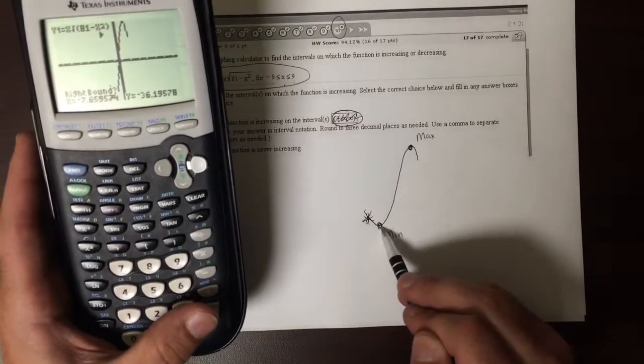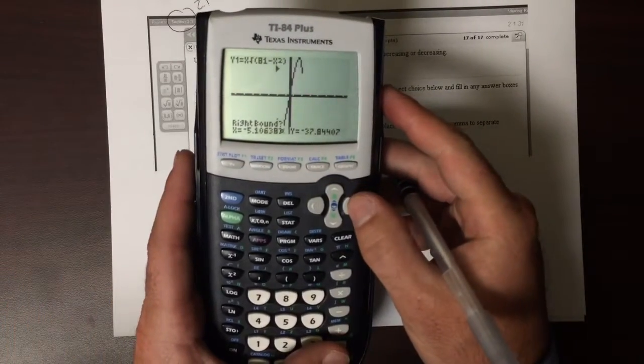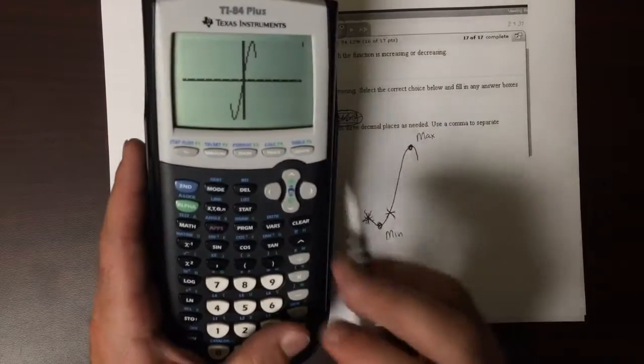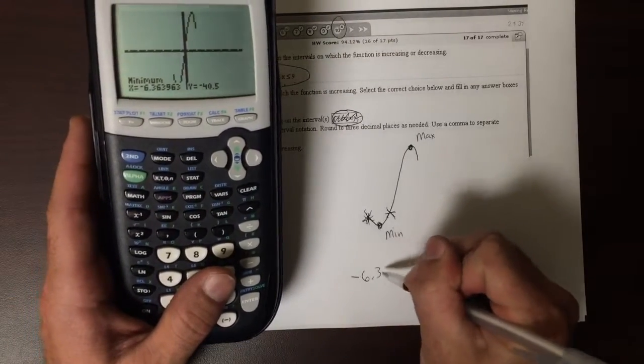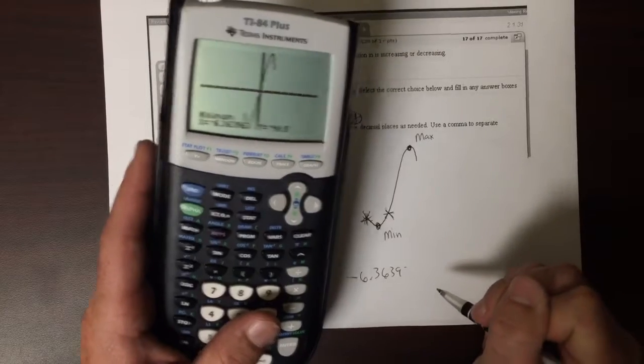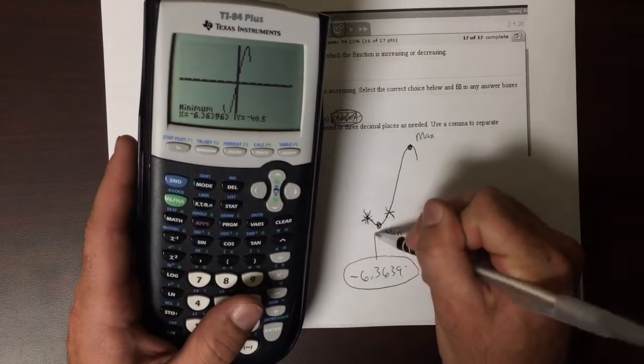Go to the right of the minimum, so somewhere in here. I'm going to press enter again, and one more enter, and this value is -6.3639, and I think that should be enough. So that value is -6.3639 for the minimum.